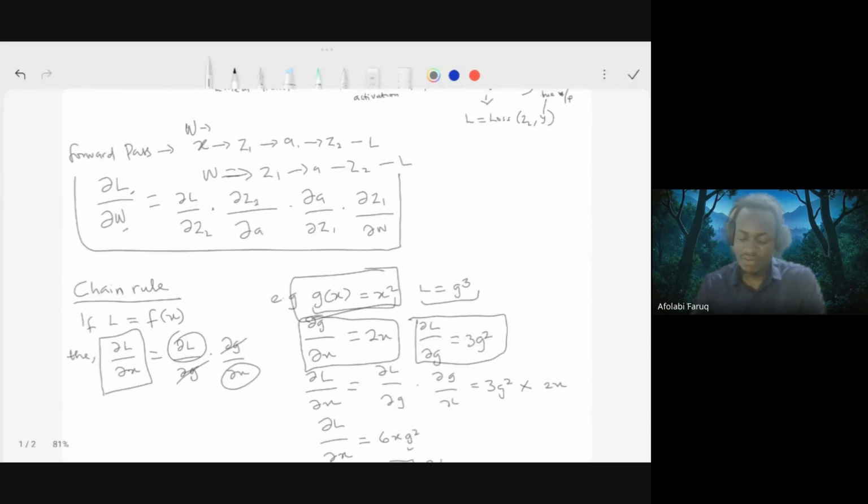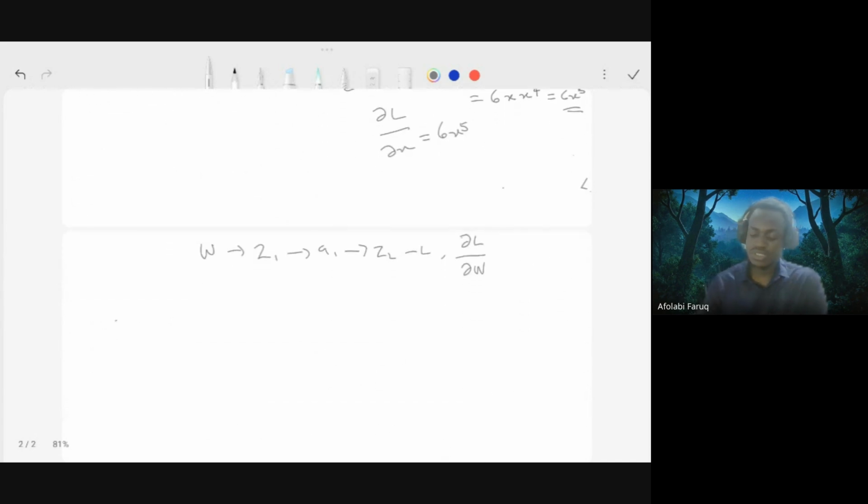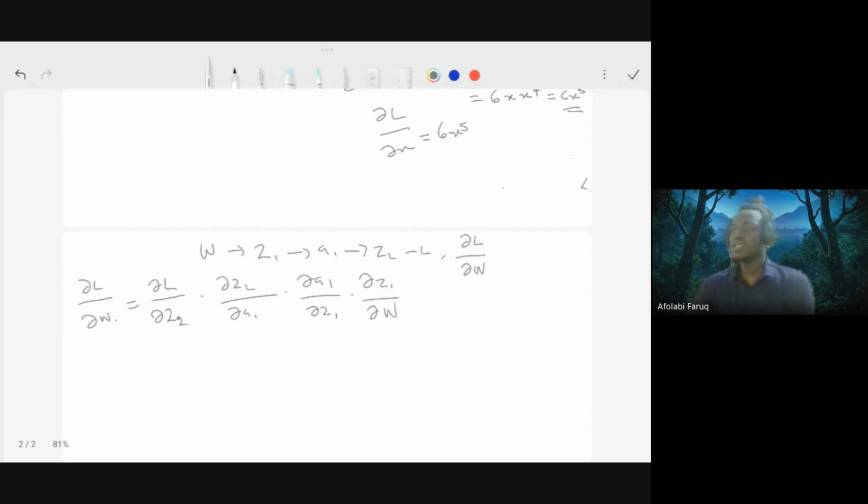And I've mentioned the formula here. For us to be able to calculate that, we say ∂L/∂W, that is, how does the weight, the randomly assigned weight from the forward pass, affect the loss that we calculated on the output layer? So that is what we said. ∂L/∂W equals ∂L/∂Z2 times ∂Z2/∂A1 times ∂A1/∂Z1 times ∂Z1/∂W, right? Which is the formula I gave earlier.